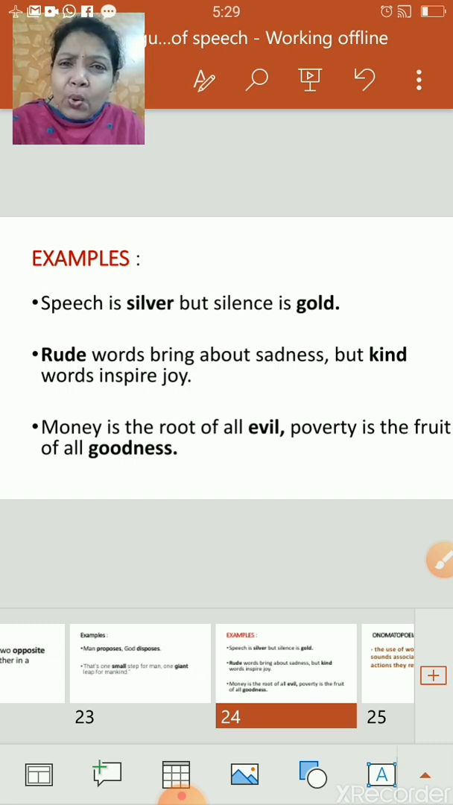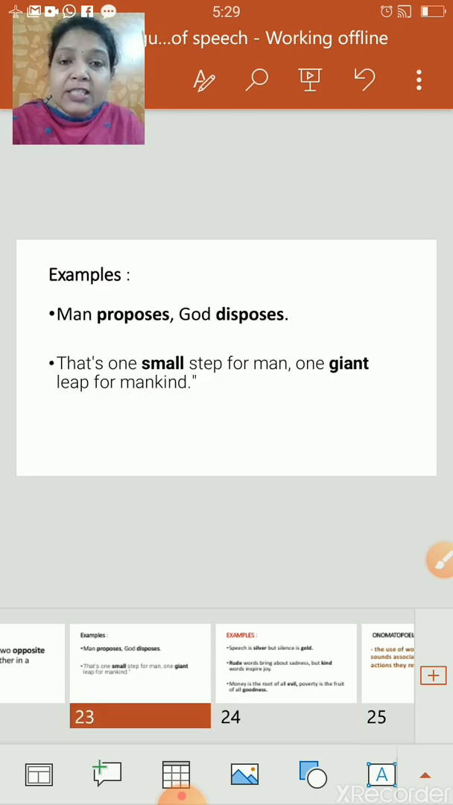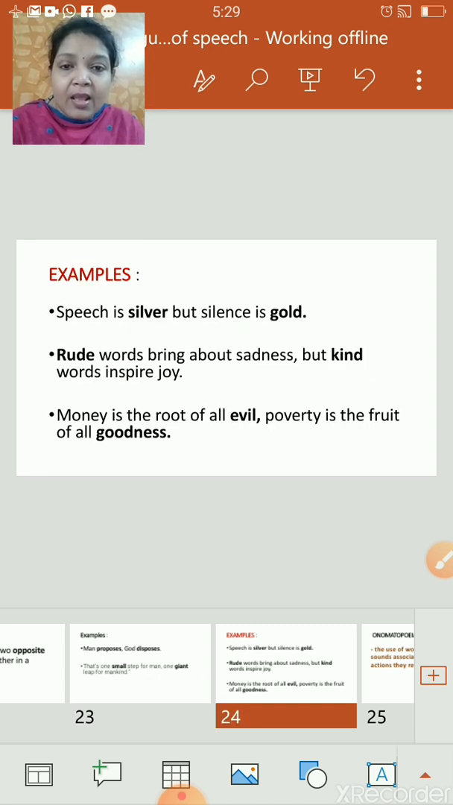Now let us go through only the opposite words of the sentences that we have already covered. What we have covered is proposes and the opposite is disposes, right? Small and the opposite one was giant. Silver, yes, it's gold. Rude, kind, evil, and goodness. All right. Now let us go through the next topic.